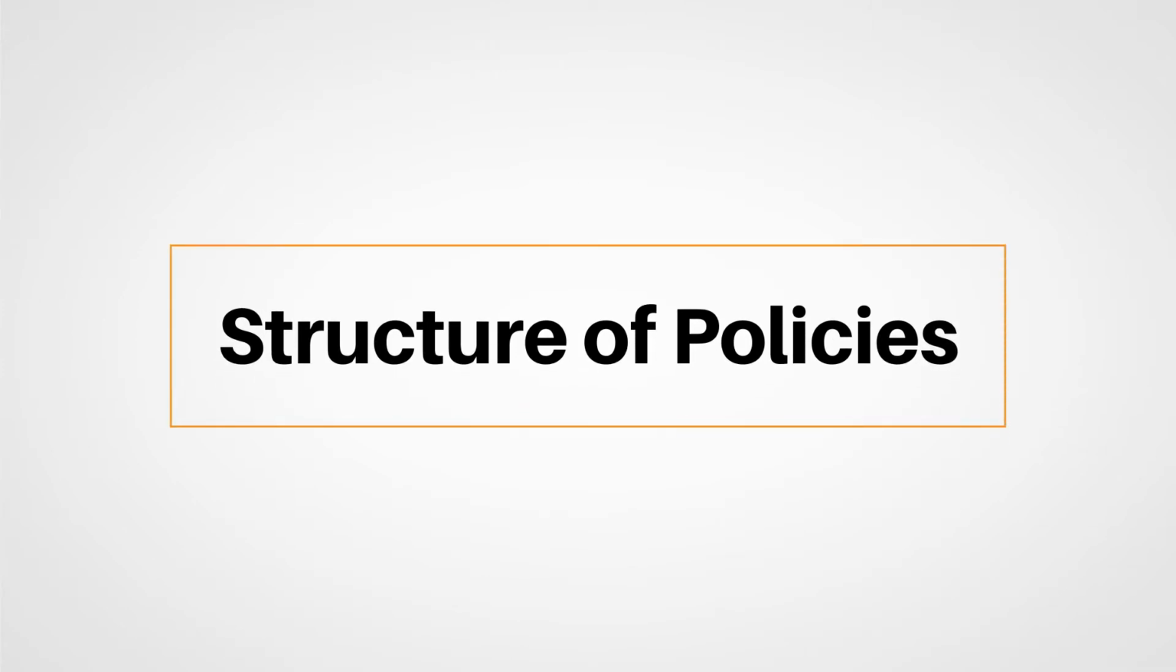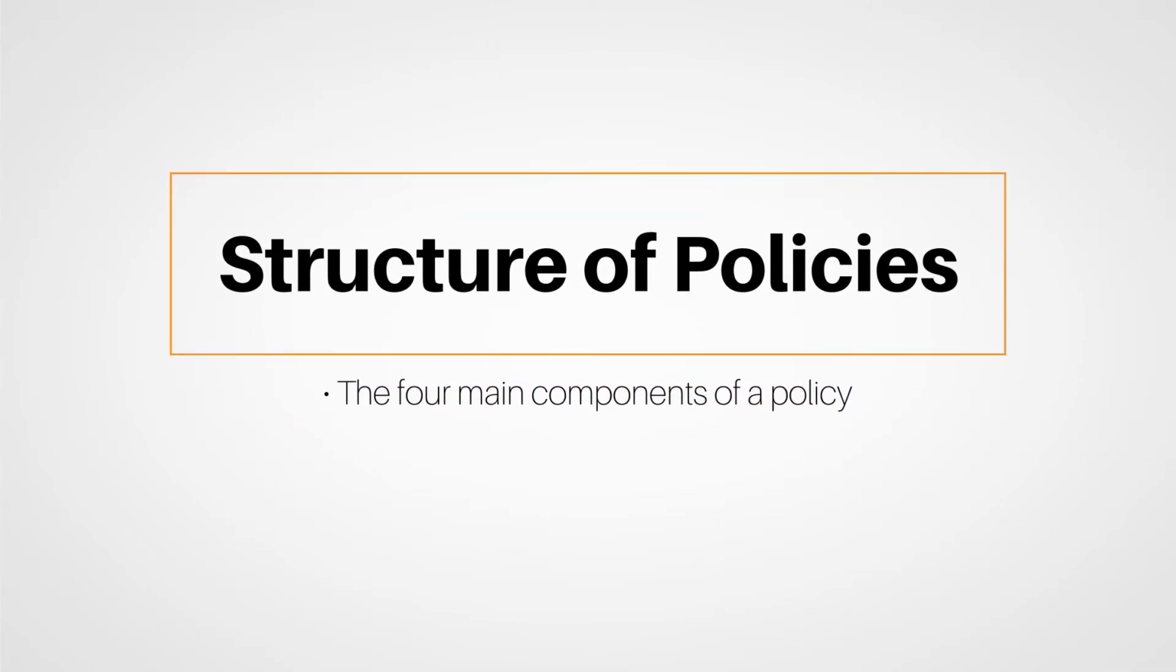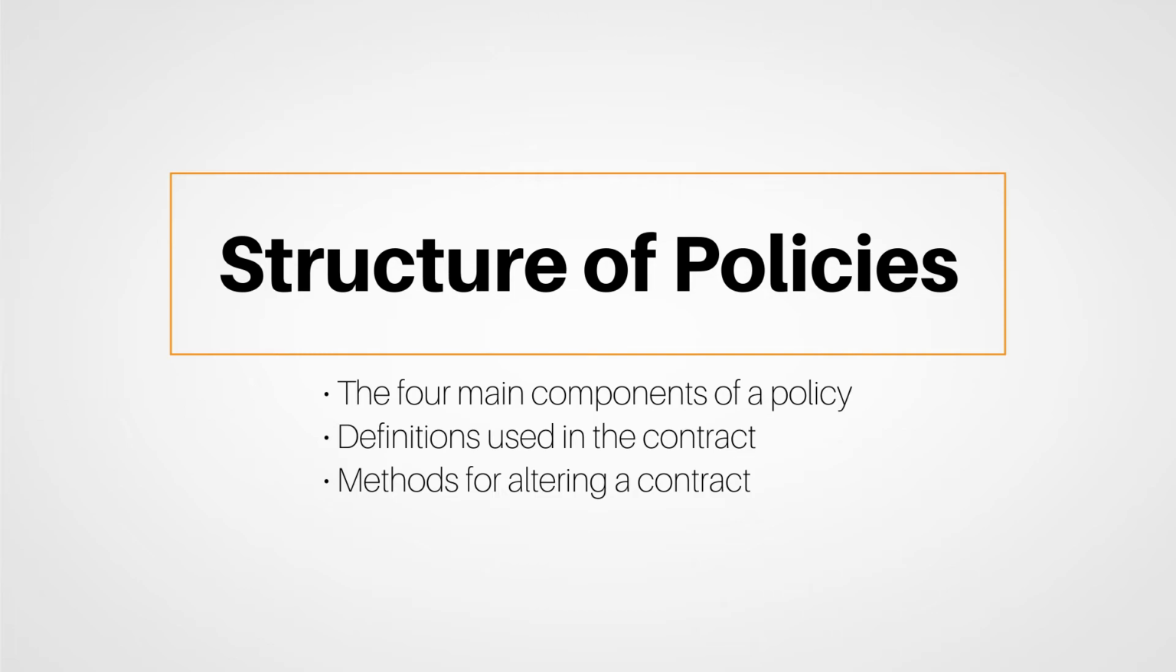Our next section of the course introduces you to the structure of policies by looking at the four main components of a policy. We'll look at certain definitions used in the contract, methods by which a contract may be altered through the use of endorsements, and certain no-fault contract provisions.